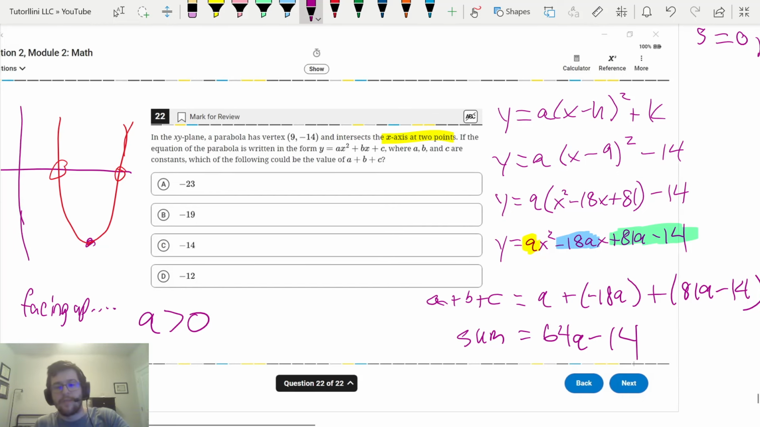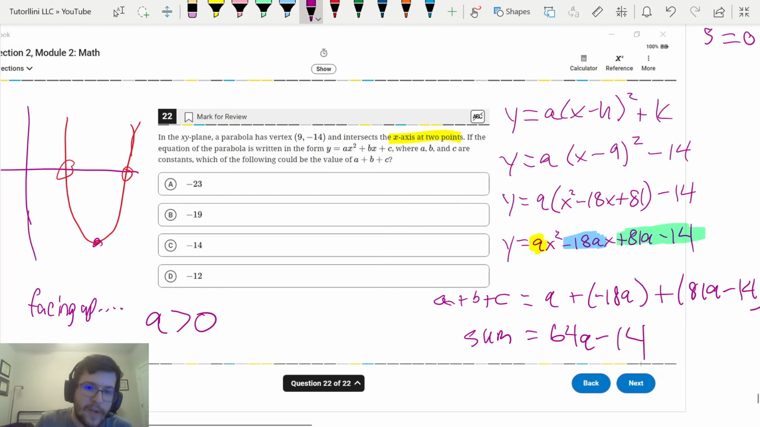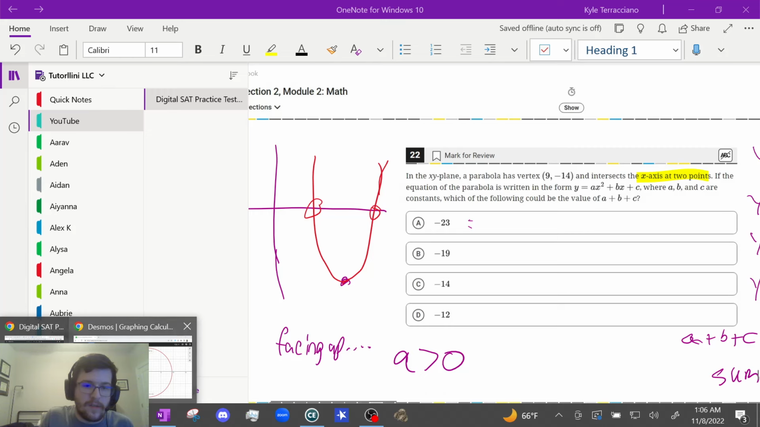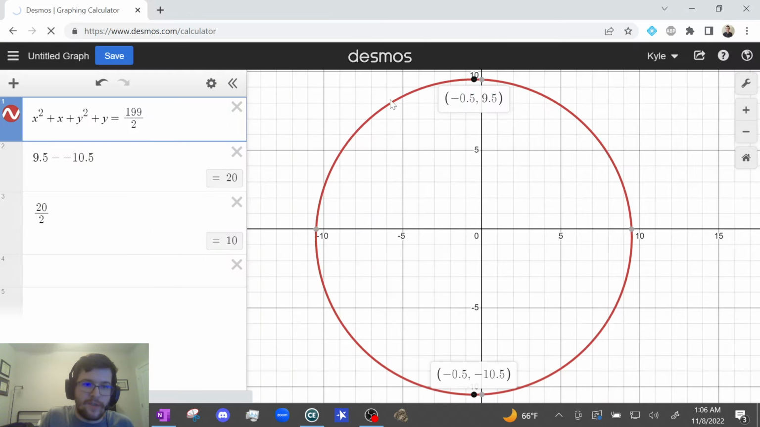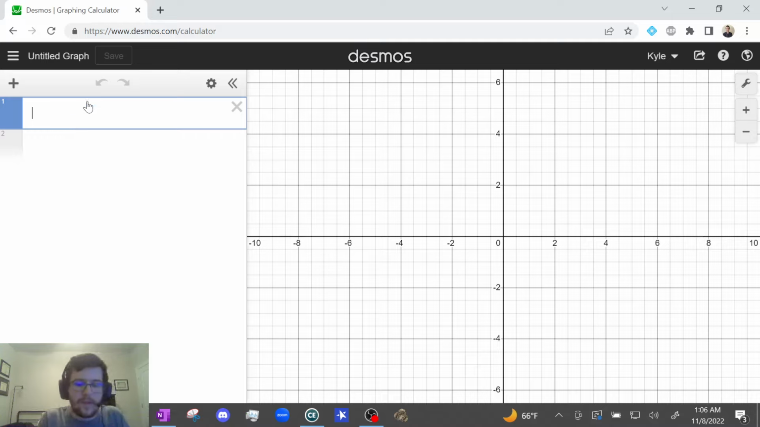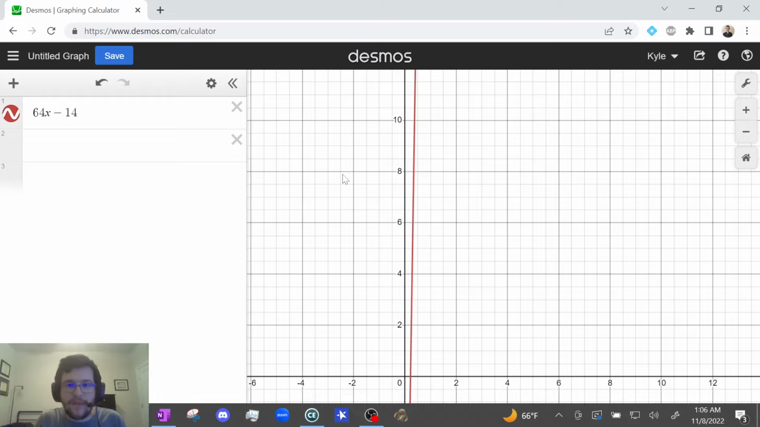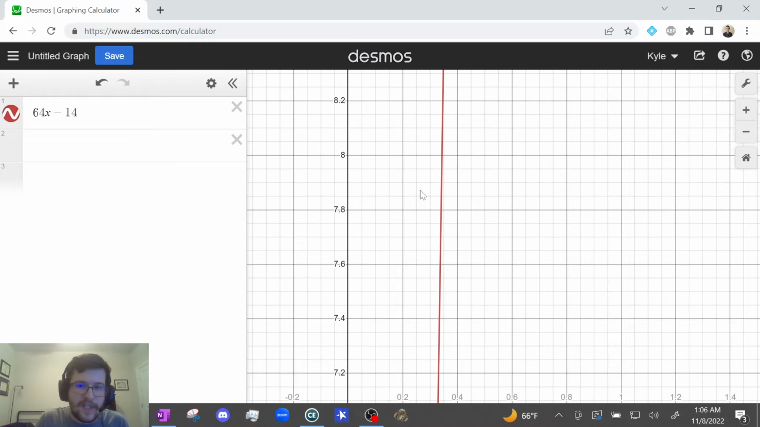Now, what they had you do here was, in the answer key, they had you compare all of these to 64a minus 14 and solve for a and see if it's greater than 0 or not. Now, there's a faster way if you can think logically a little bit. So just to illustrate this to you, let's graph 64x minus 14.